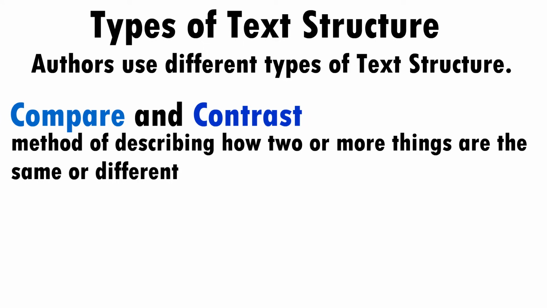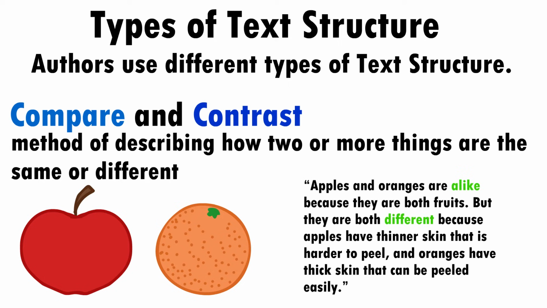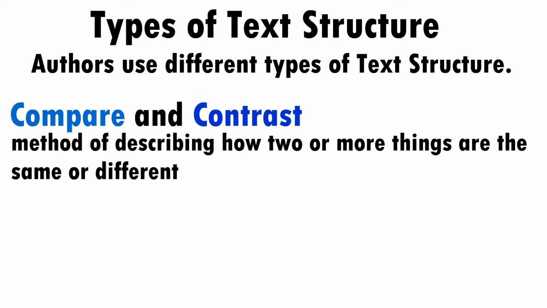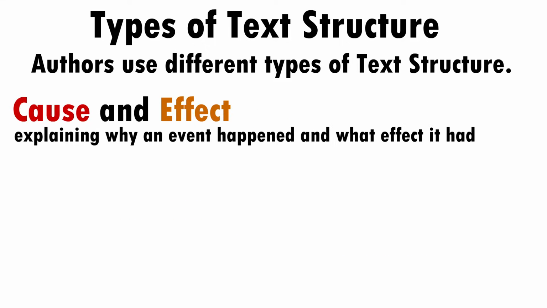For example, if the author wanted to use this type of text structure to compare apples and oranges, they could say, apples and oranges are alike because they're both fruits, but they are different because apples have thinner skin that is harder to peel, and oranges have thick skin that can be peeled easily. A lot of common words in text that help readers to identify this type of text structure are words like the same, alike, or different.